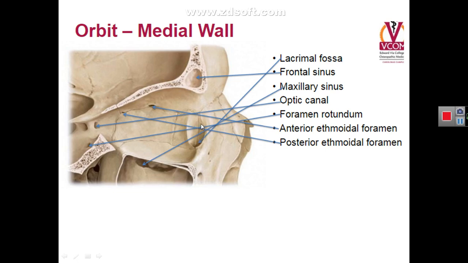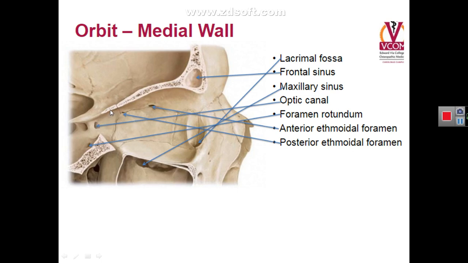This lacrimal groove contains the lacrimal sac, and inferiorly it is open to the nasal cavity by the nasolacrimal duct. That's why when someone is crying, the lacrimal fluid accumulates in this lacrimal sac and passes through the nasolacrimal duct inferiorly into the nose. And we can see the anterior and posterior ethmoidal foramina at the suture between the orbital plate of the ethmoid and the orbital plate of the frontal bone.